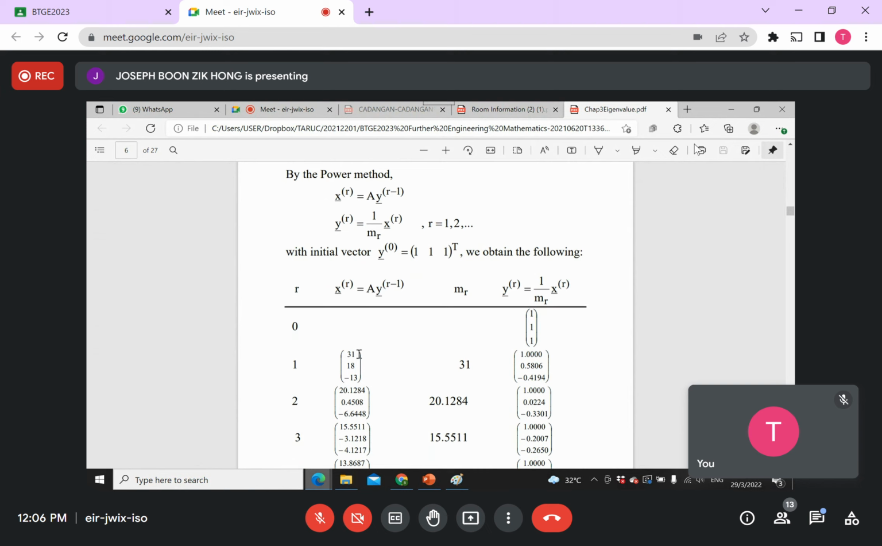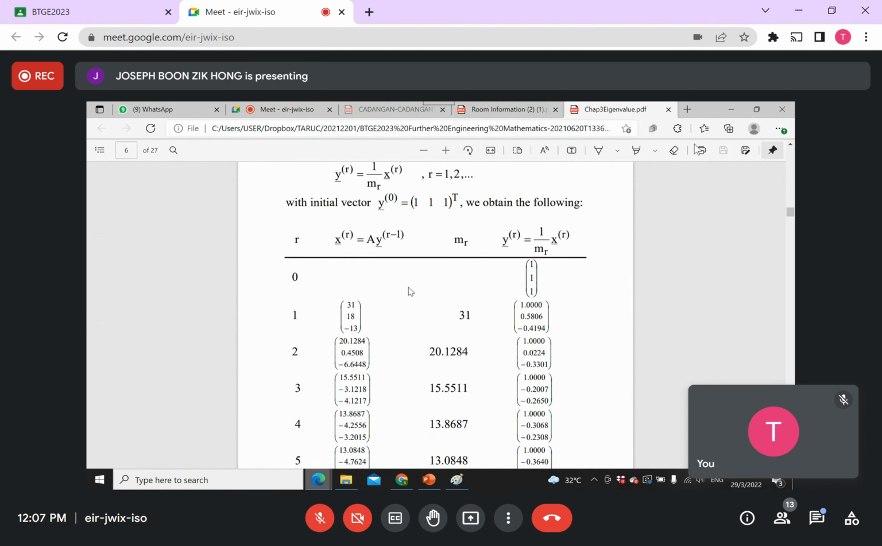After you get x, you take the biggest one. Among these three, which one is the biggest? 31. So I take out the 31 and divide everything by 31. 31 divided by 31 is 1, 18 divided by 31 is 0.5806. Use decimals here, not fractions, because if you use fractions later it will be very long and you will go crazy. Negative 13 divided by 31 as well. This is your new y.